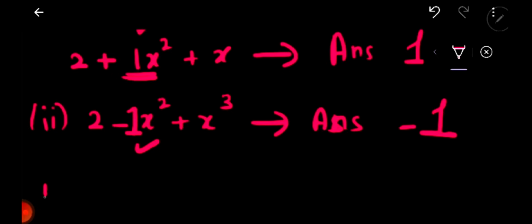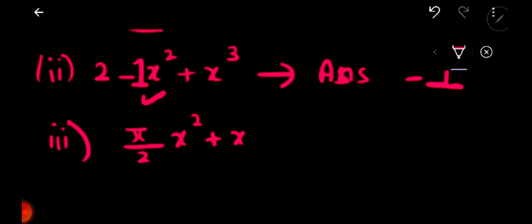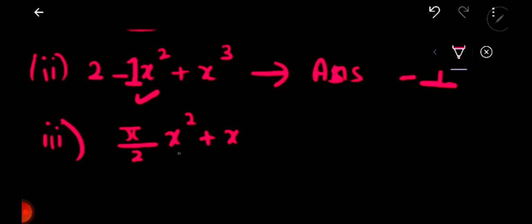And the third one, pi by 2 x squared plus x. Here the x squared term is there, and pi by 2 is also a number. So the number part of x squared is pi by 2. So the coefficient of x squared is pi by 2.